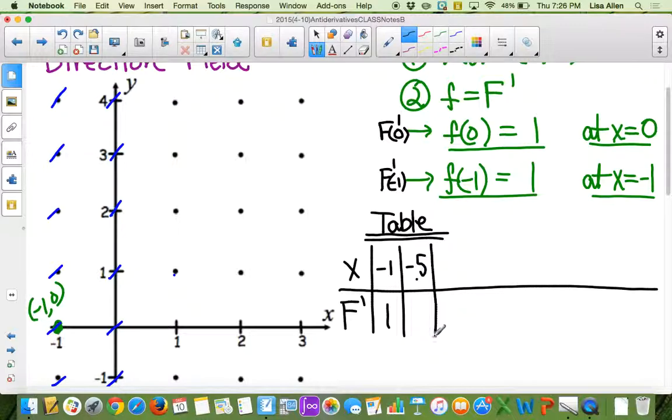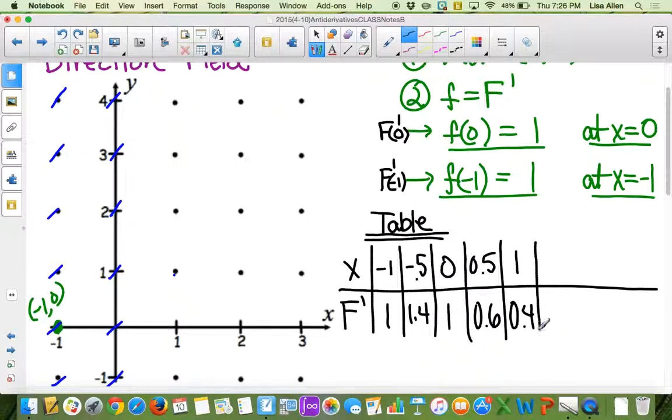At -0.5, the slope is 1.4, and I'm rounding to the nearest tenth. It takes up less space. So at 0, the slope is 1. And at 0.5, the slope is 0.6, again rounded to the tenths. And then at 1, the slope is 0.4.